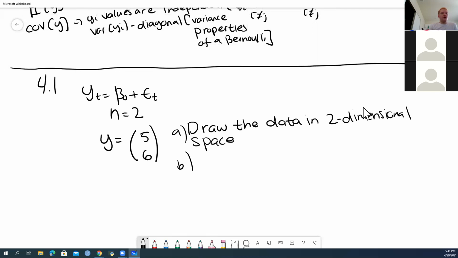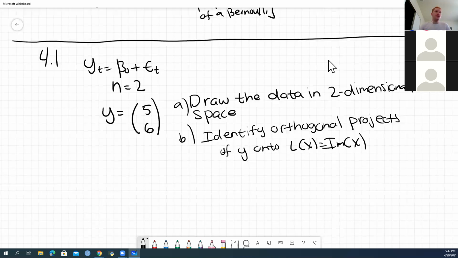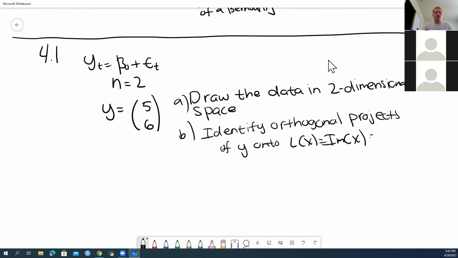And then also identify the orthogonal projection of y onto the image of x. They say Lx, which is equal to the image of x. When I did this problem last year, I remember a lot of people were confused as to what x was. He actually says in the problem that this is equal to the image of 1. The reason is that you only have this beta naught variable.